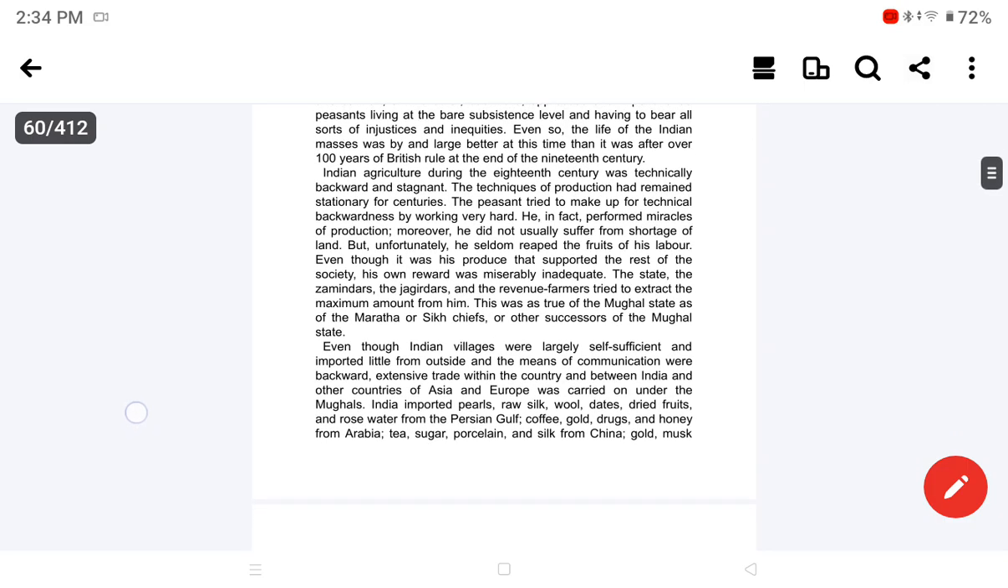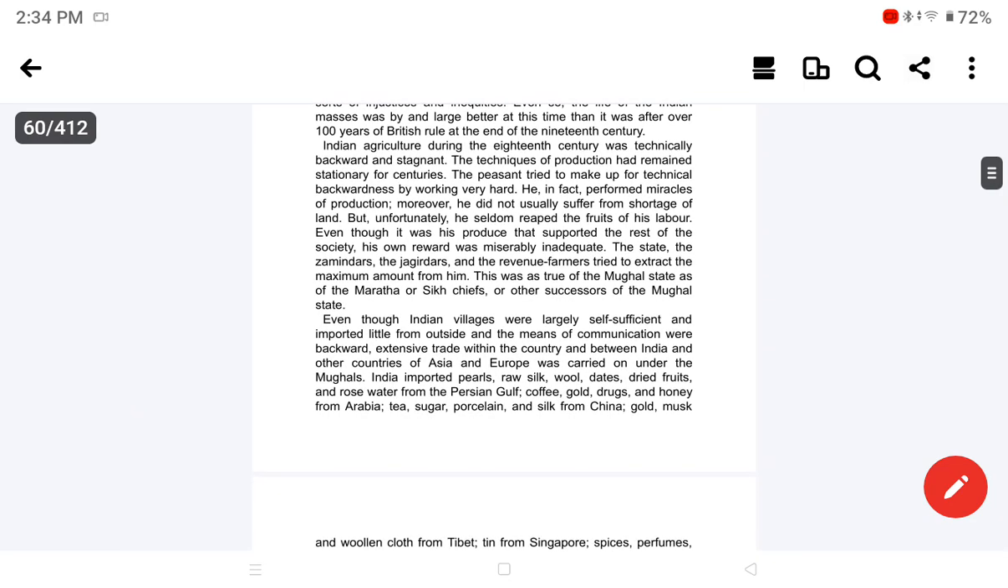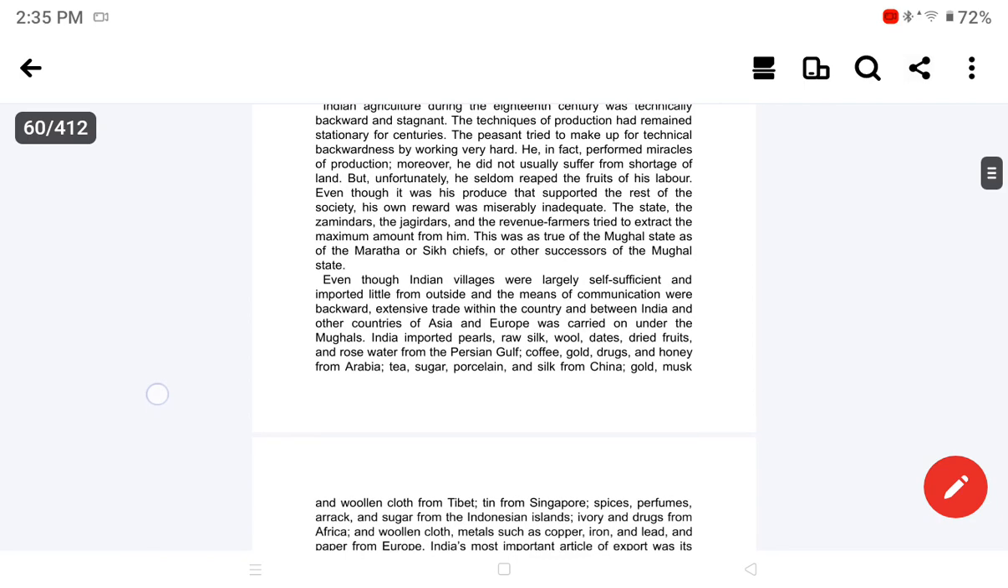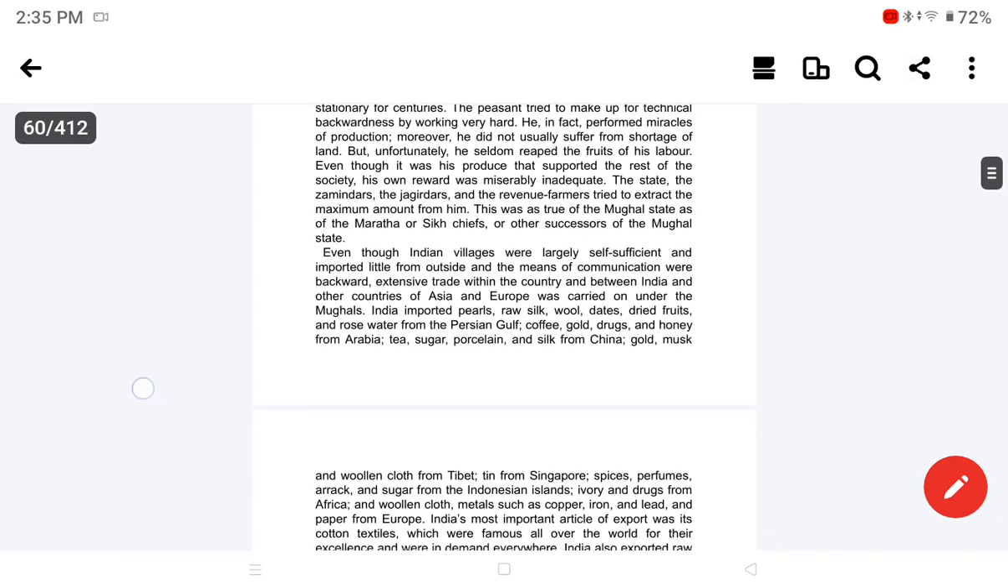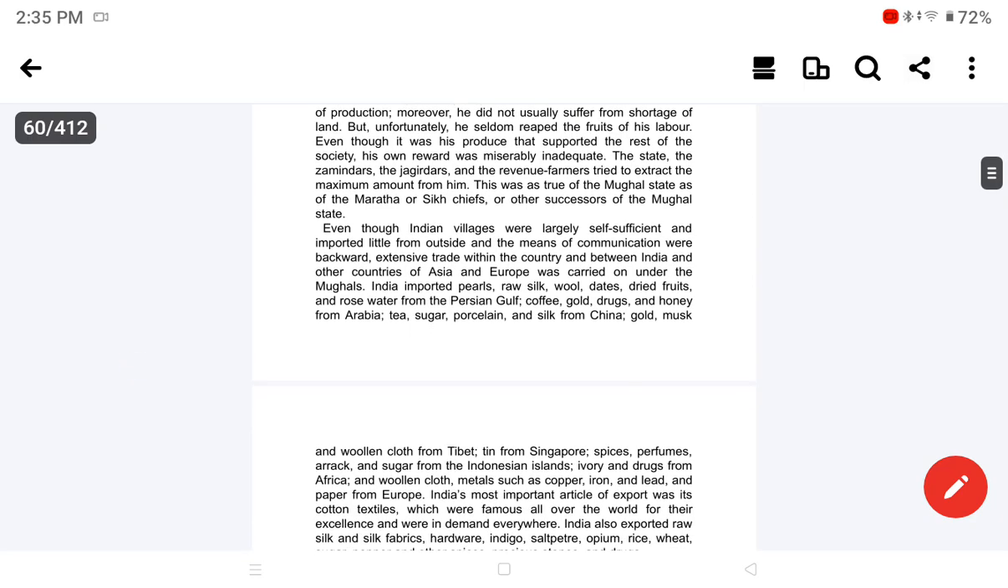Indian agriculture during the 18th century was technically backward and stagnant. The techniques of production had remained stationary for centuries. The peasant tried to make up for technical backwardness by working very hard. He, in fact, performed miracles of production. Moreover, he did not usually suffer from shortage of land, but unfortunately, he seldom reaped the fruits of his labor. Even though it was his produce that supported the rest of the society, his own reward was miserably inadequate.